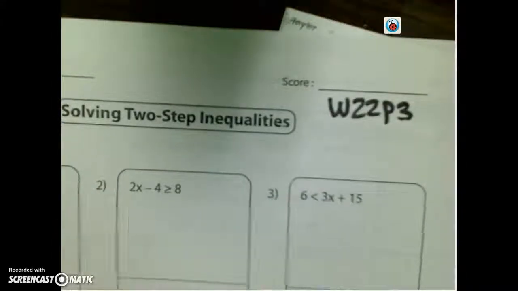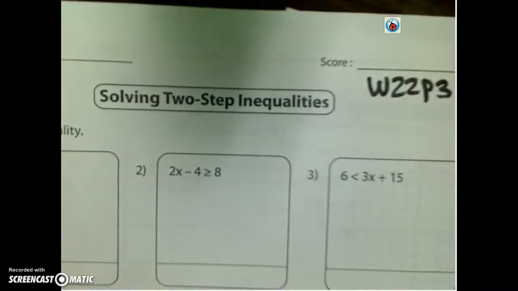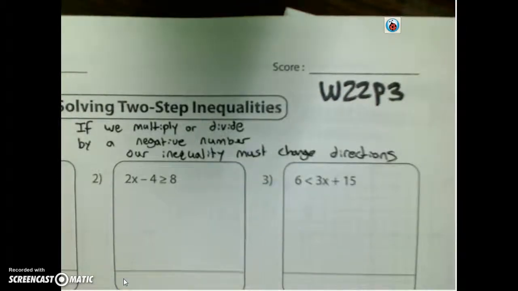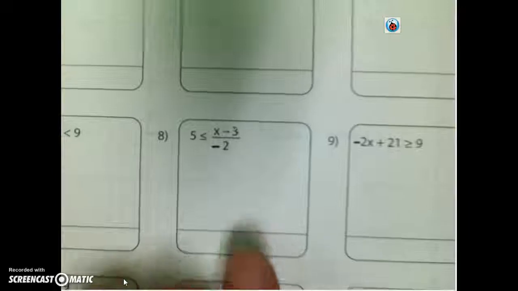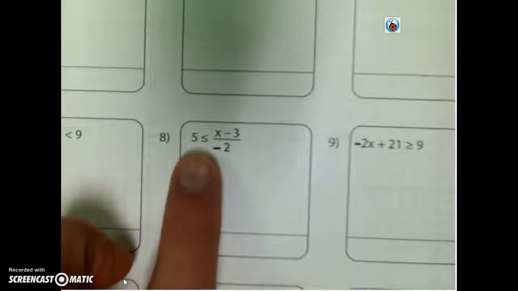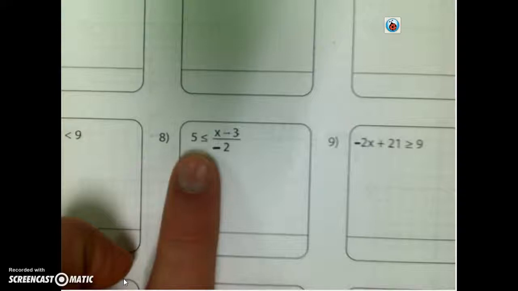Now, page 3 is going to be about some inequalities, right? Solving two-step inequalities. And the key thing to remember, if we multiply or divide by a negative number, our inequality must change signs. I'll write that down here for us. There, if we multiply or divide by a negative number, our inequality must change directions. Right, so one that's of similar type that we just looked at, if we go down here to number 8, we'll see it looks just like a division prison problem. And now there's an inequality. Remember, if we can solve an equation, we can solve an inequality. So the first step on this one's going to be to multiply both sides by a negative 2.